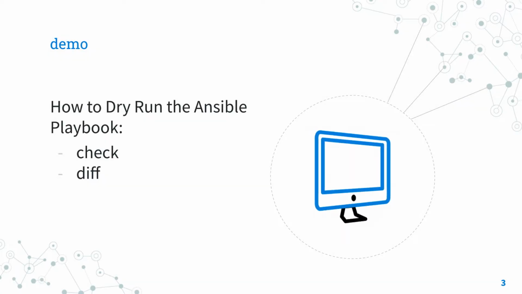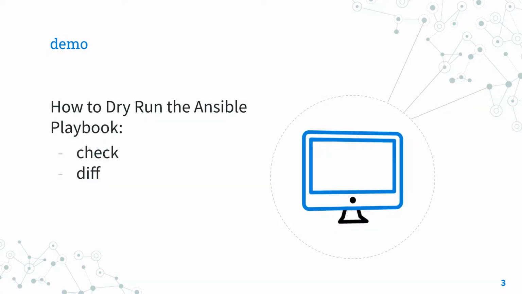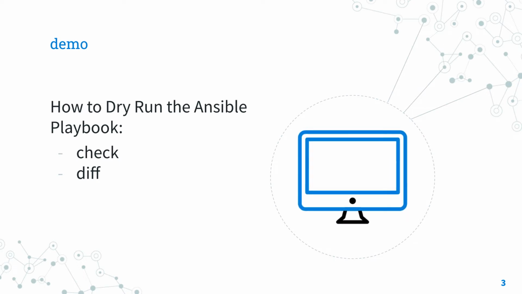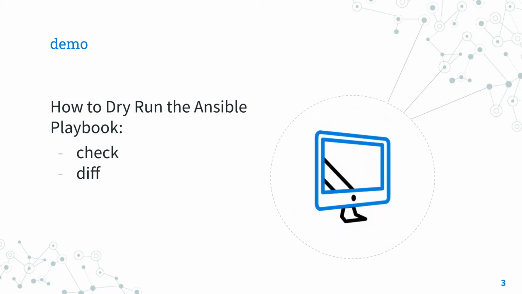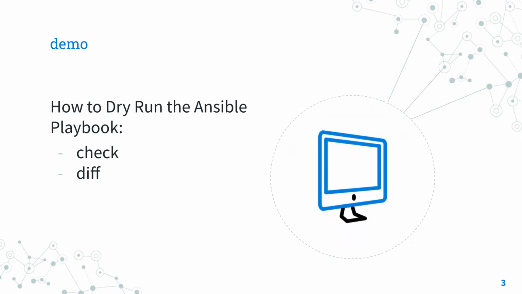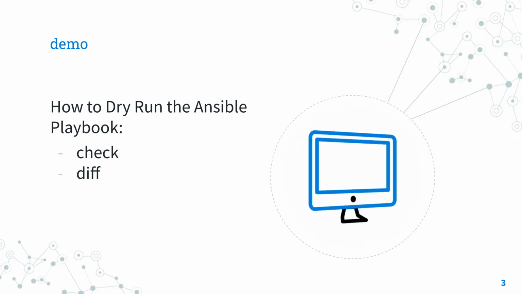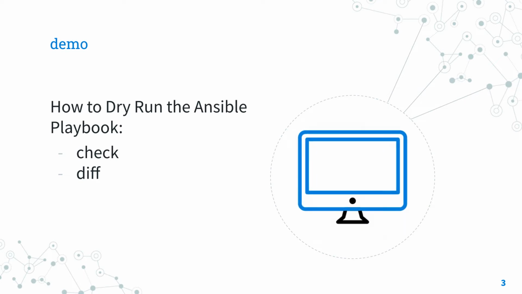Demo time. How to dry run an Ansible playbook with the check and diff mode. I'm going to show you the outcome of the check and diff mode on an Ansible playbook with a simple task to enable the SSH login for root on a configuration file. I'm going to show you the exact output on screen and how it modifies or not the target system. Are you excited? Let's move on to our demo.